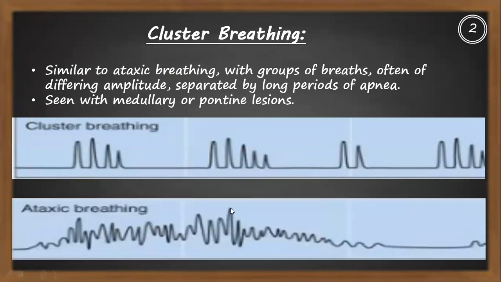But see here in the case of ataxic breathing that these are haphazardly arranged and the number of breaths in a group is quite large as compared to cluster breathing. And the next fact is that even the period of apnea is not quite similar, because in cluster breathing it's almost a regular period of apnea. But in ataxic breathing, the time period of apnea is also not regular.